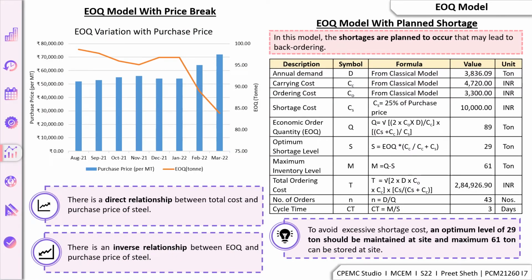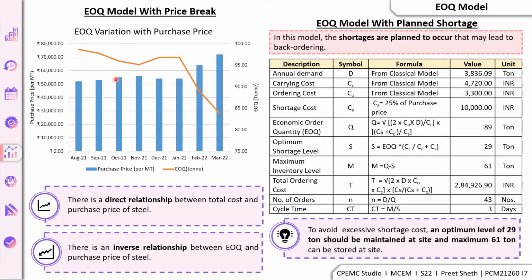Now talking about the various models of EOQ, which is economic order quantity. These EOQ models are a part of inventory management, and there are four EOQ models. First is the simple or classical model, then is the EOQ model with price break, the third is the EOQ model with planned shortage, and the fourth is the EOQ model with reorder point. Here we will be discussing two models. The first is the EOQ model with price break.